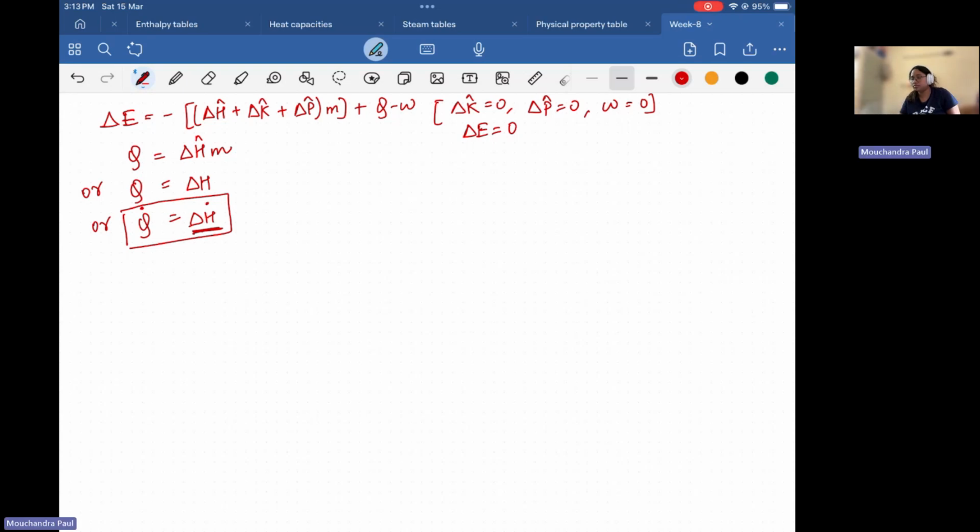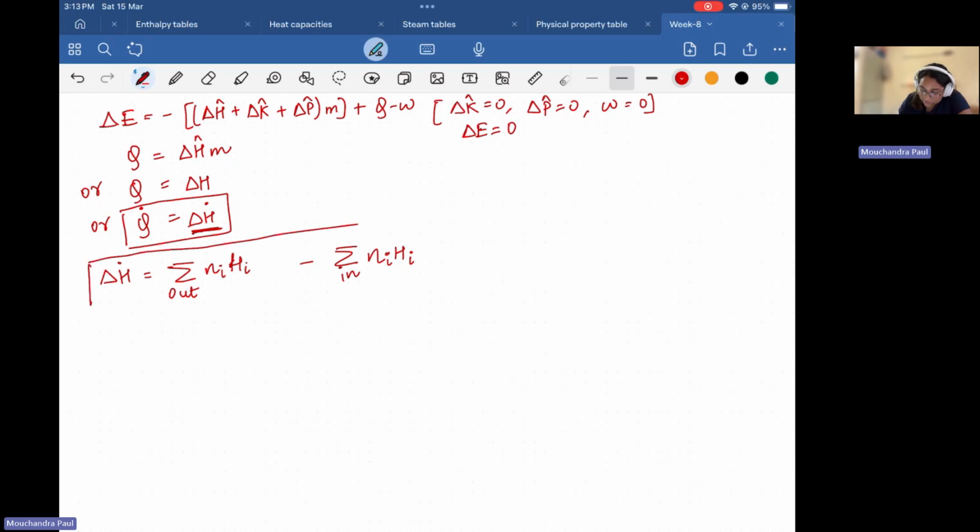Now we calculate the change in enthalpy: enthalpy out minus enthalpy in. There are two species involved. That's why we have to take their mole fractions, n_i, times the enthalpy of each component out minus the enthalpy of each component in. This is how we get the change in enthalpy.